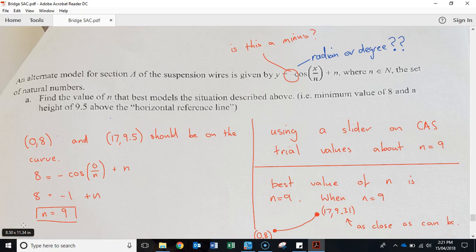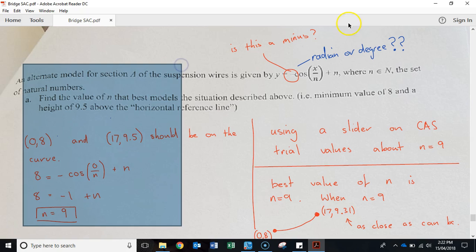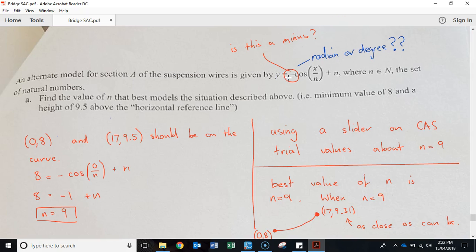I didn't really like what they did with the last page. It's kind of a bit of an odd added section. So it asks us to use an alternate model for section A for the suspension wires, and I think this is y equals minus cosine x on n plus n. It's a bit faint on mine, but it makes sense for that to be negative. Also, they didn't tell us whether this was radian or degree. I'm assuming it is in degrees because the rest of the SAC was in degrees. So n is a natural number, which means it's one of the whole numbers, 1, 2, 3, 4, 5, etc.